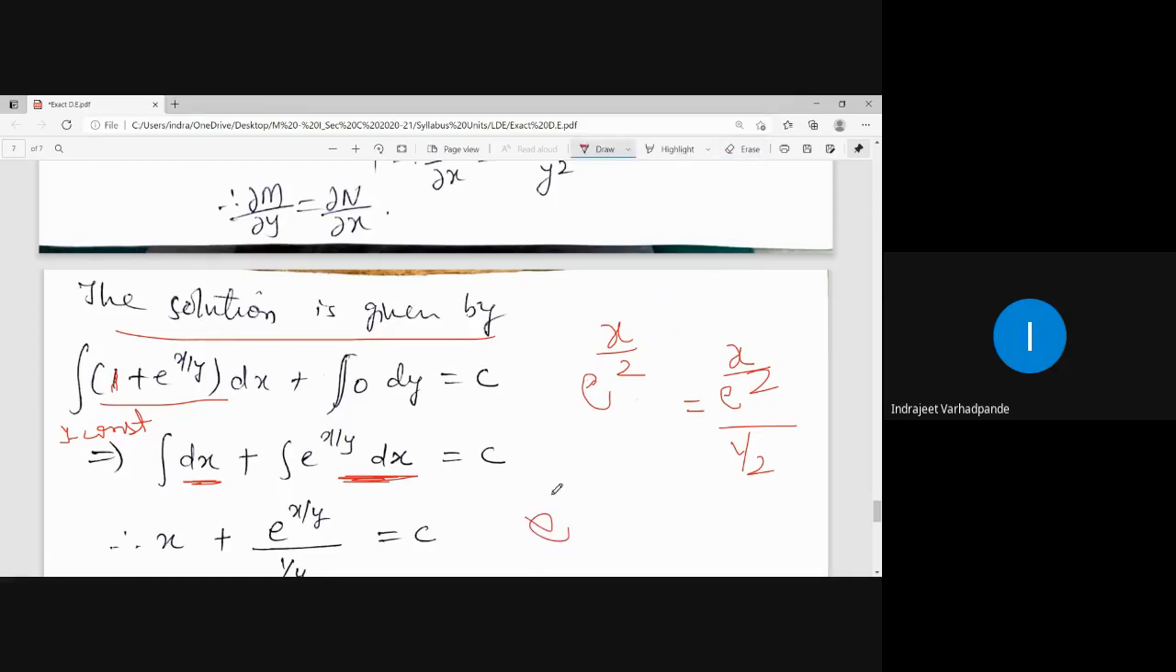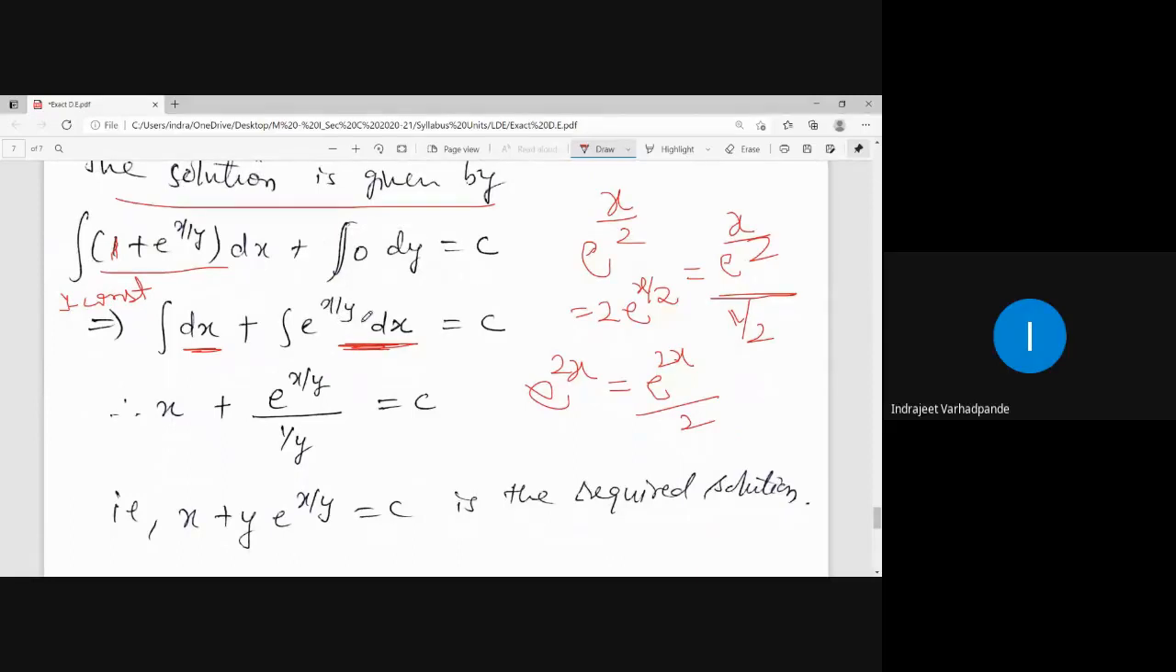For example, I take the integration of e to the power 2x. What is integration of e to the power 2x? e to the power 2x upon 2. So here what will happen? In e to the power x by 2, what is constant? 1 by 2. So I will have to divide by 1 by 2. So that becomes 2 e to the power x by 2. Is this clear? Yes, sir.